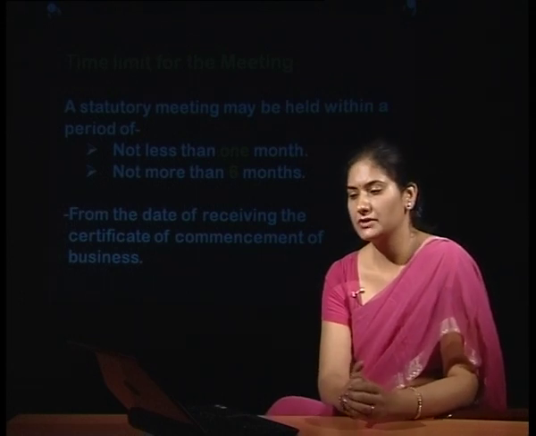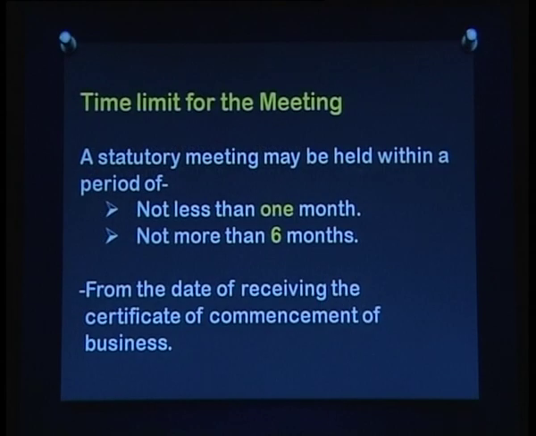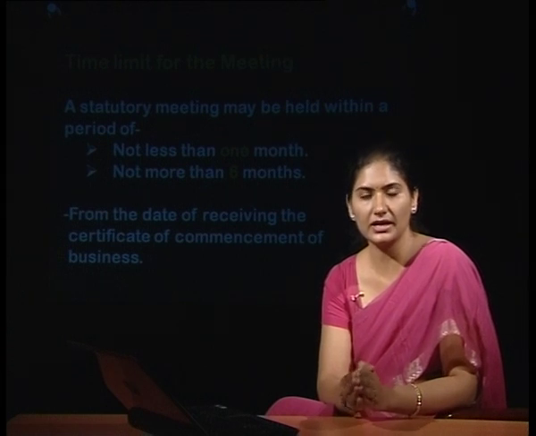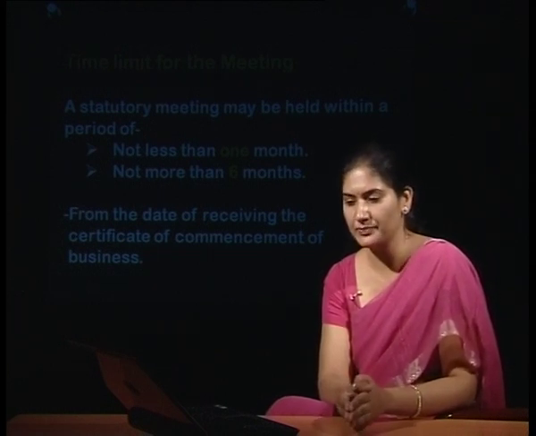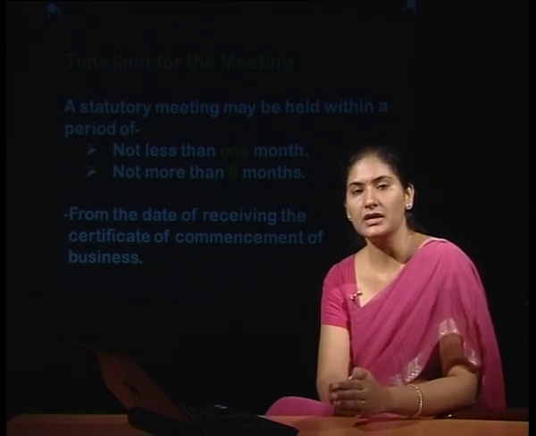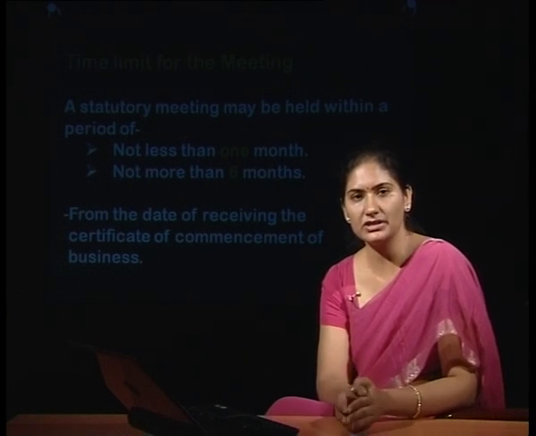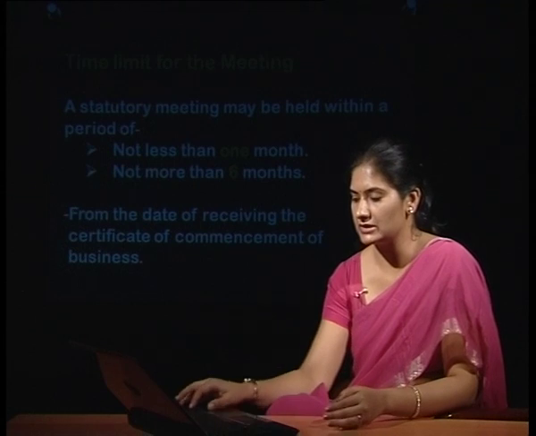Now the time limit of the meeting: the statutory meeting can be held within a period of not less than 1 month and not more than 6 months. The time which has to be reckoned for this is the date of receiving the certificate of commencement of business. There are two kinds of certificates needed by public limited companies. One is the certificate of incorporation and the second one is the certificate of commencement of business. So, for the time period of 1 month and 6 months, the time limit will be counted from the certificate of commencement of business.